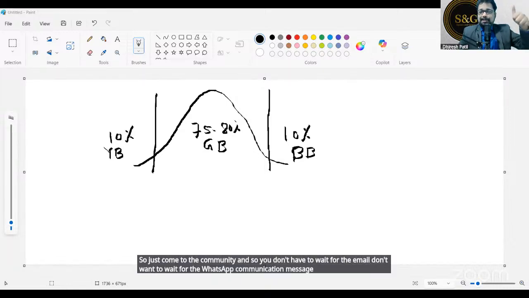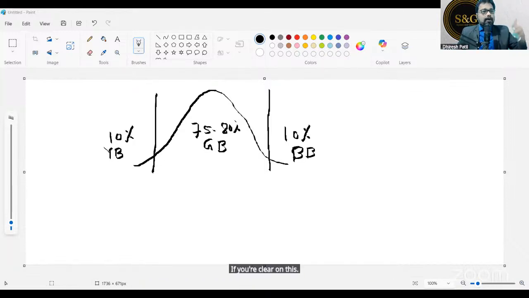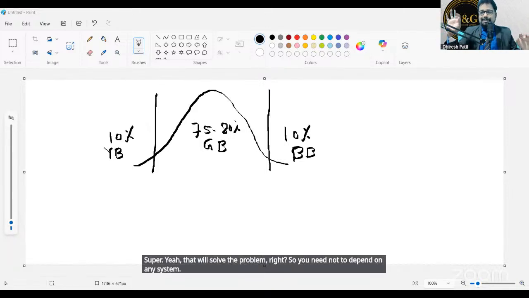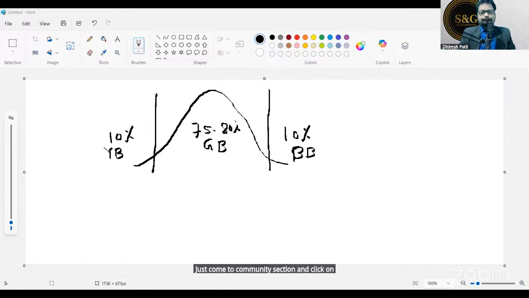Everybody clear? Just give me yes in the chat box if you're clear on this. Super. That will solve the problem. So you need not depend on any system. Just come to the community section and click on the link. Very good. Let's move ahead.